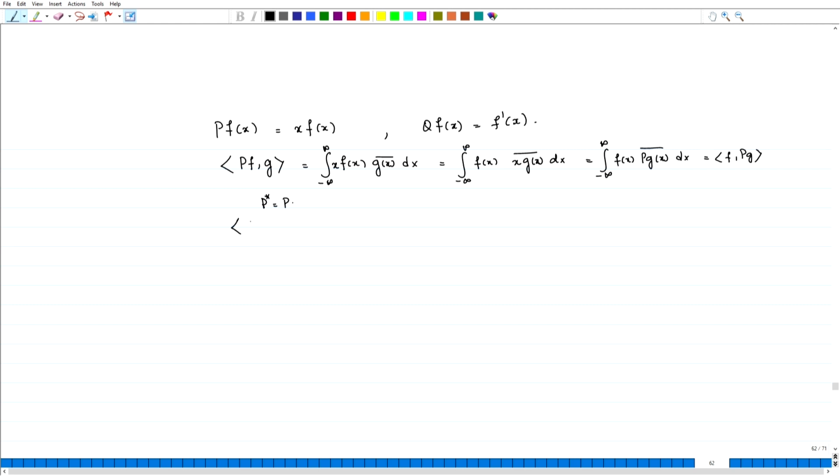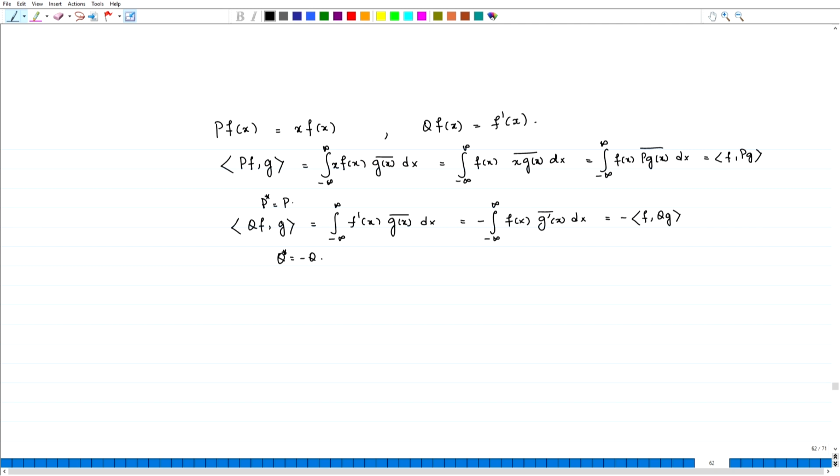In the case of Q, if we look at the inner product of Qf with g, this is equal to the integral from minus infinity to infinity of f prime of x times g of x bar dx. Now, if f is in the Schwartz space, then by integration by parts, the boundary term f of x g of x from minus infinity to infinity is going to be 0. So we get the integral of f of x times g prime of x bar dx, which is nothing but minus the inner product of f with Qg. Therefore, Q star is equal to minus Q.